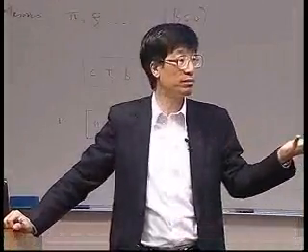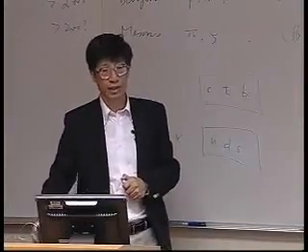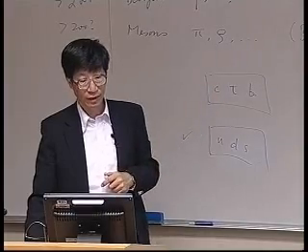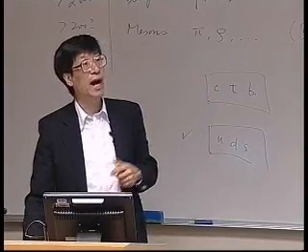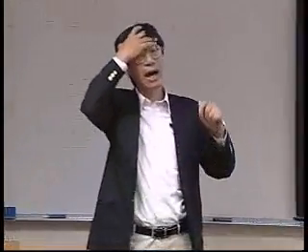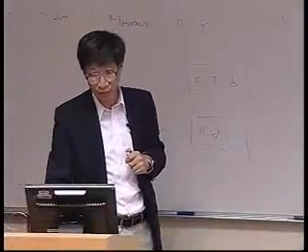And everything is made up from these things. Now, these quarks have a very strange property. Their electric charges are 2/3 or -1/3 unit. A unit is the absolute charge of an electron. And the quarks are approximately the same. Quarks of different flavors are approximately the same. So this is an approximate symmetry.